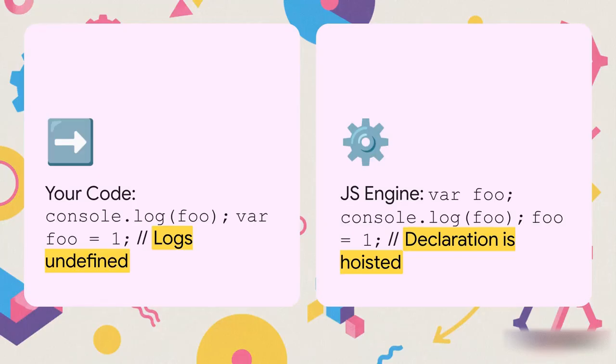Okay, now for that weird concept called hoisting. It's not as scary as it sounds. With var, what the JavaScript engine actually does is it kind of peeks ahead, sees the var foo declaration, and hoists it to the top of its scope. But, and this is the key part, it leaves the assignment, the equals 1, right where it was. So when you console.log foo at the beginning, JavaScript knows the variable exists, but it hasn't been given a value yet. That's why you get undefined instead of a flat-out error.